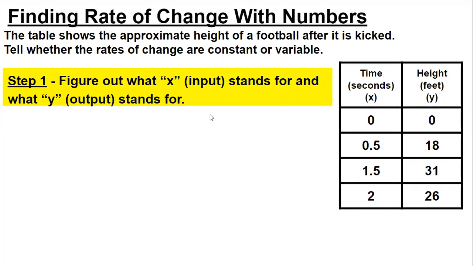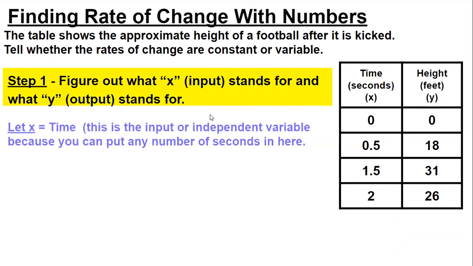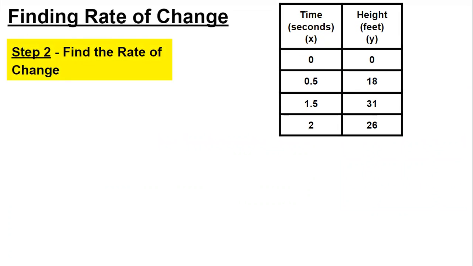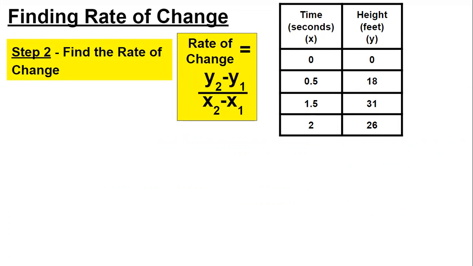So our input variable is time, that's our x. And our output variable is y, that's the height of the football. So we know that as we kick the football, it's going to go higher, higher, higher, and then it's going to start falling back to the ground. So step 2 then is to find the rate of change between each interval. There's our formula, y2 minus y1 over x2 minus x1.